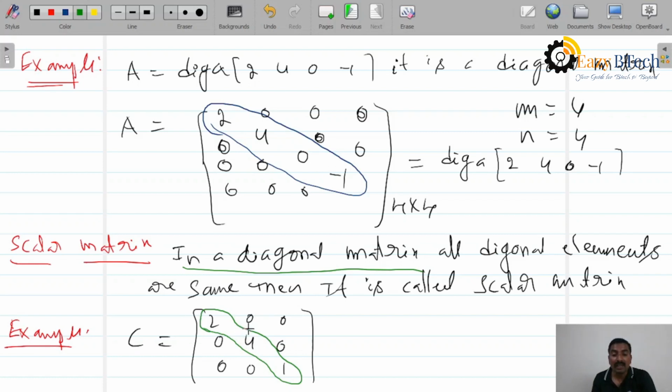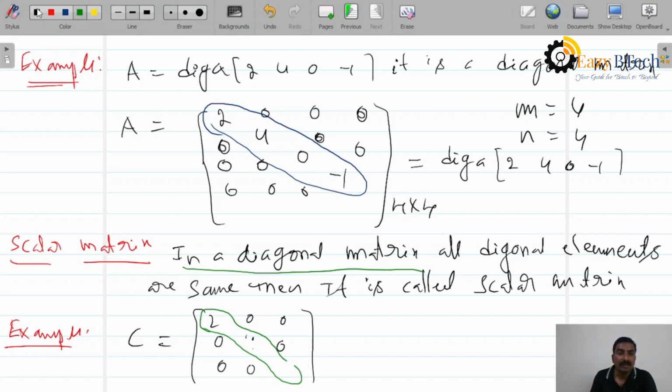So what is the scalar matrix? In a diagonal matrix, all diagonal elements must be the same, but here 2, 4, 1 are the diagonal elements, and these are not the same. Therefore, it is not a scalar matrix. Suppose, for example, in this matrix, this is not 4 and also this is not 1.